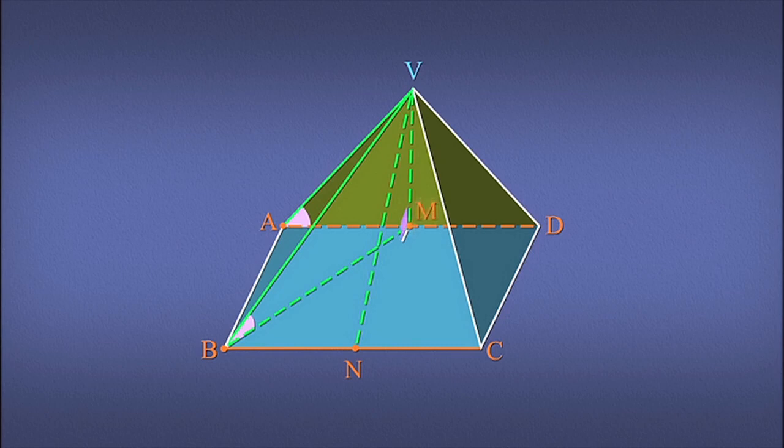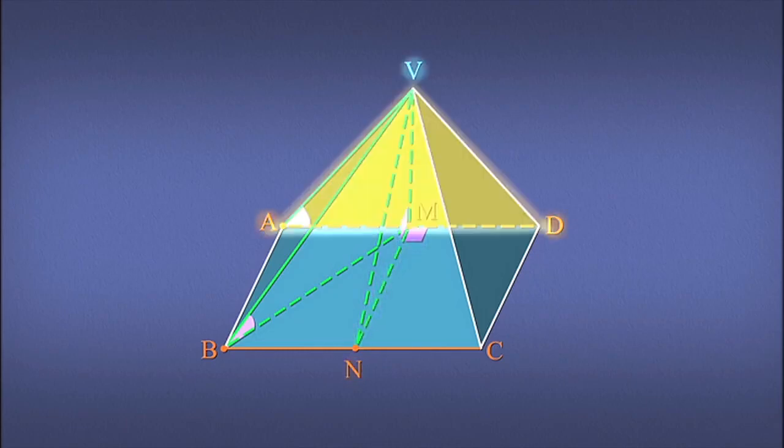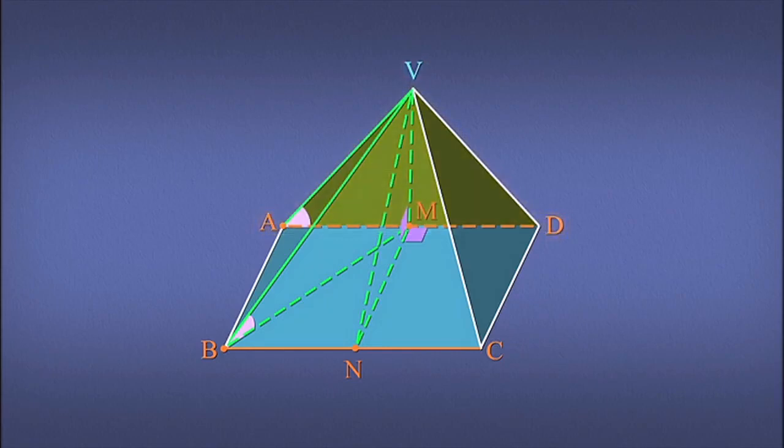Since M is the midpoint of AD and N is the midpoint of BC, NM is perpendicular to AD. NM is also perpendicular to the plane VAD. Point V is the point of intersection between the straight line VN and the plane VAD. VM is the projection of VN on the plane. Angle NVM is the required angle between the straight line VN and the plane VAD.